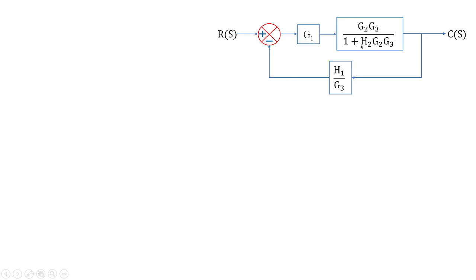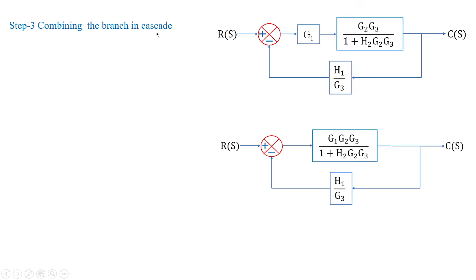Now this arrangement is in cascade, so you can directly multiply G1 with G2 G3. So combining the branch in cascade, I'm going to get the value as G1 G2 G3 by 1 plus H2 G2 G3. Now this combination again has a negative feedback in this fashion. We'll go with the same formula of eliminating the negative feedback.